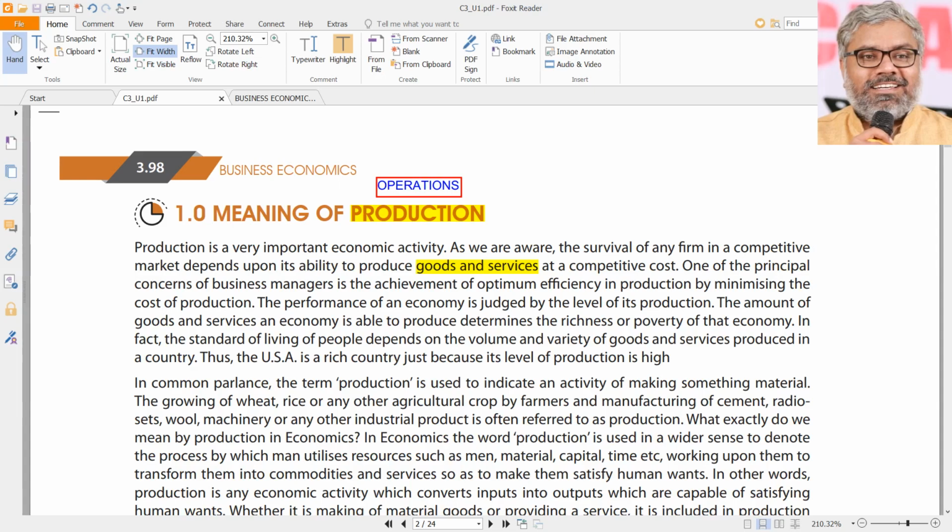Of course, there will be so many support functions to production. There will be a finance function, there will be information technology, software which will support production, there will be human resources, HR, as it is popularly called. Like that, many functions will be there, many departments will be there.